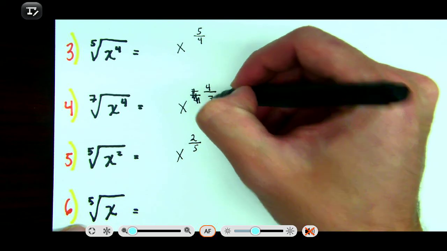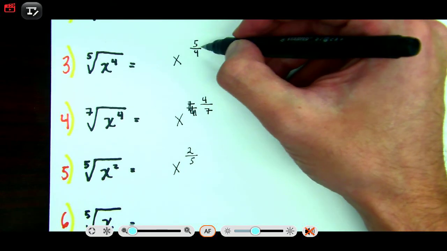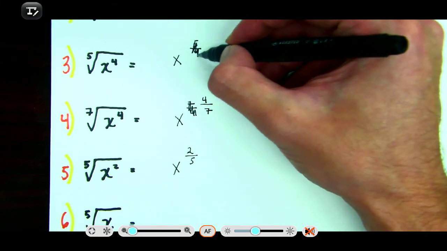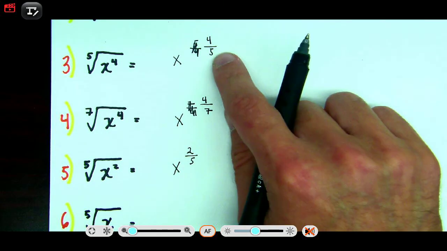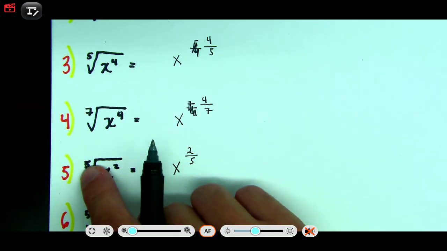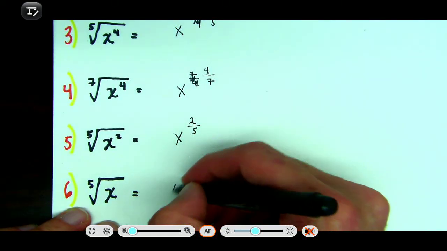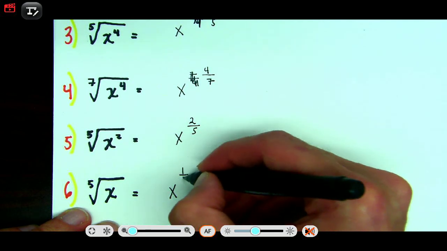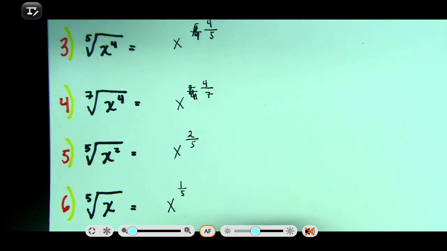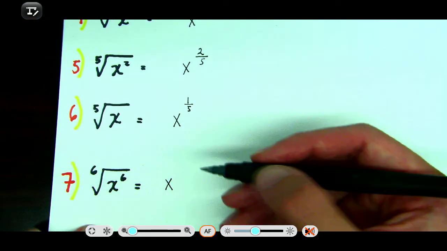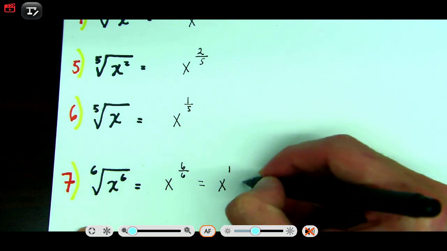Oh my god, am I messing these up? I am, sorry. This is x to the... No. Wait, yeah. 4 over 5. I'm sorry. I'm making mistakes. My bad. This is x to the 4 over 5. Yeah, whatever's on the outside goes in the denominator. So then this becomes x to the 1 over 5. And then this becomes x to the 6 over 6. Which is the same as x to the 1, which is just x.